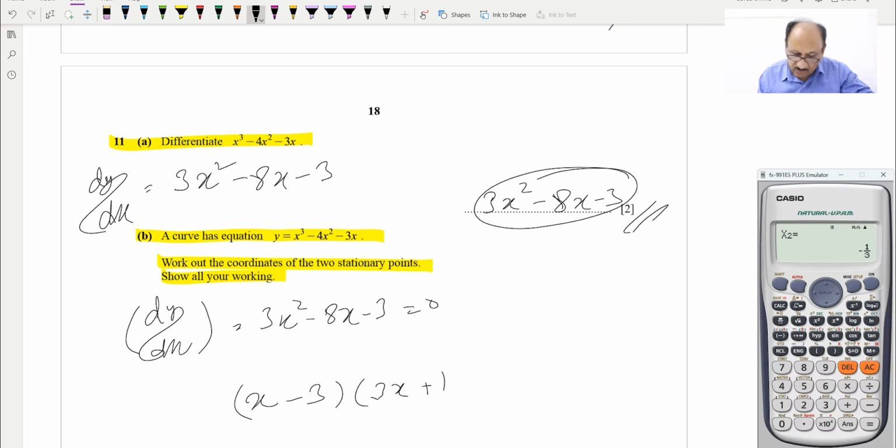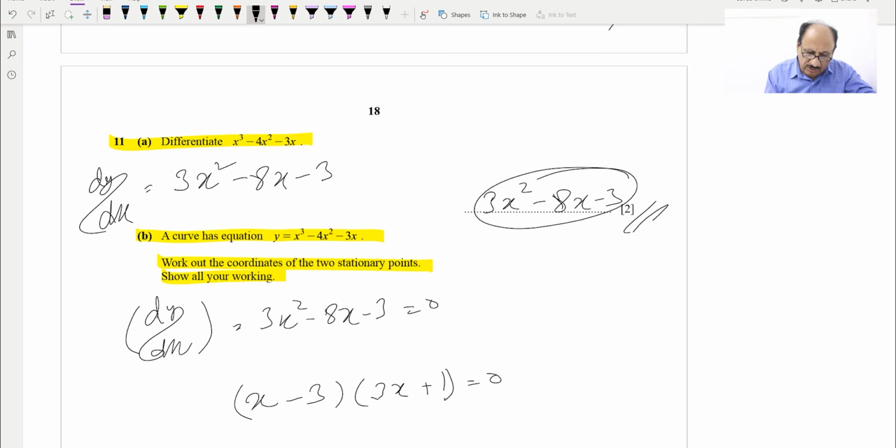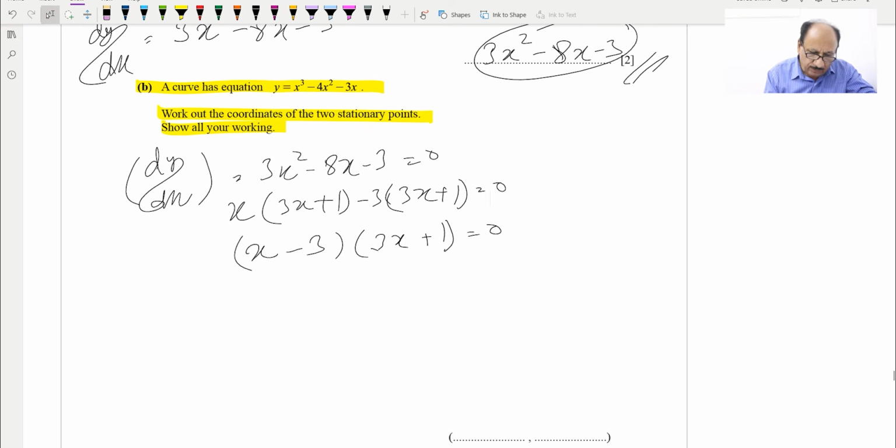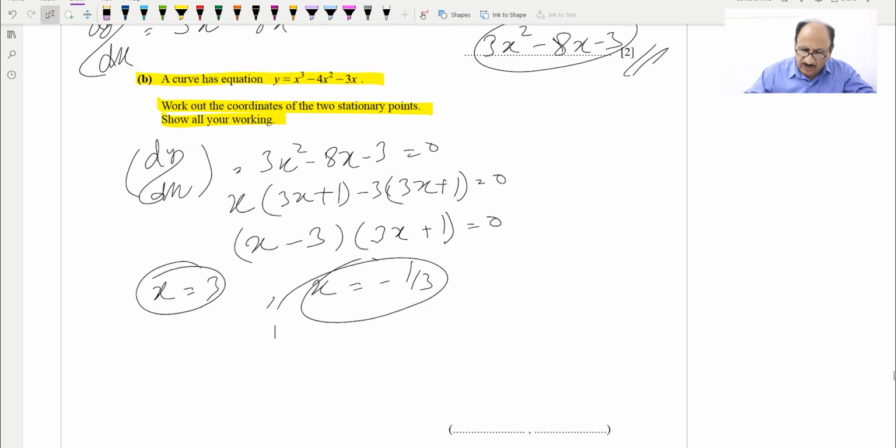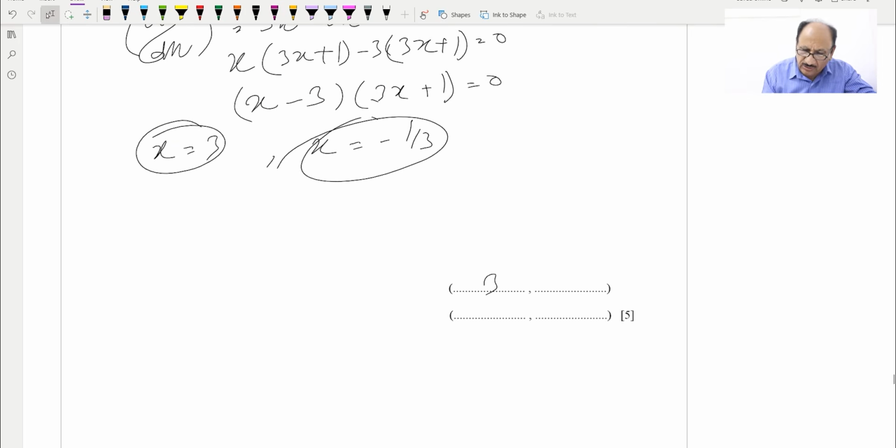3 and −1/3, yes. So equal to 0, and the intermediate step: (x − 3)(3x + 1) = 0. This implies x = 3, and the second one is x = −1/3. So these will be the two x values, which we can write over here: 3 and −1/3.